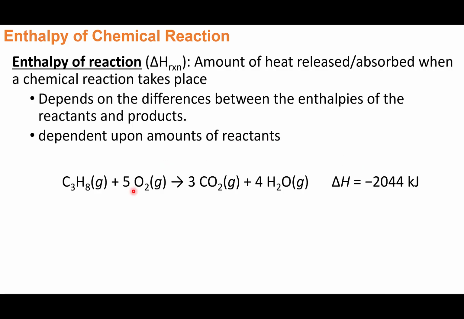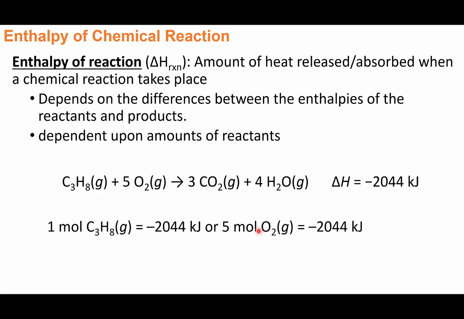Now, if I wanted to know how much is released for 1 mole of oxygen, I would have to divide that number by 5, right? So this is not the number for 1 mole. This is the number for 5 moles of oxygen. So we can write the following equalities. 1 mole of our hydrocarbon broken down equals 2,044 kilojoules released. Or we could say 5 moles of our oxygen equals the 2,044 kilojoules being released.